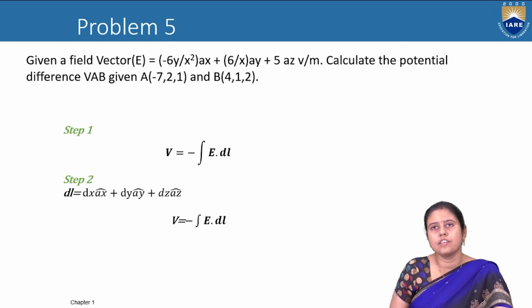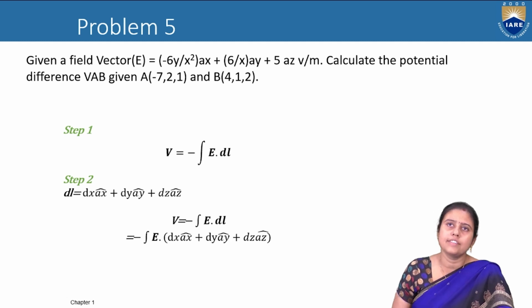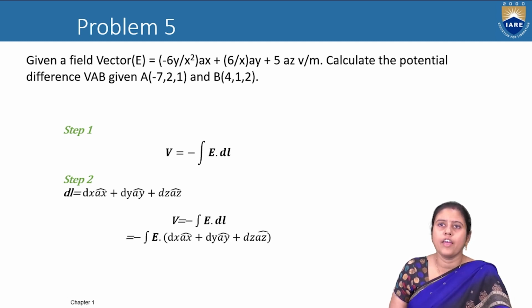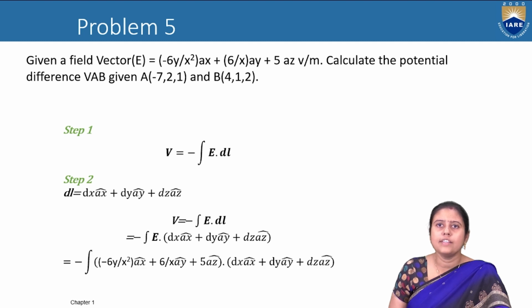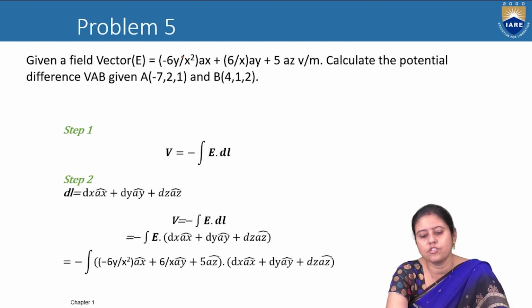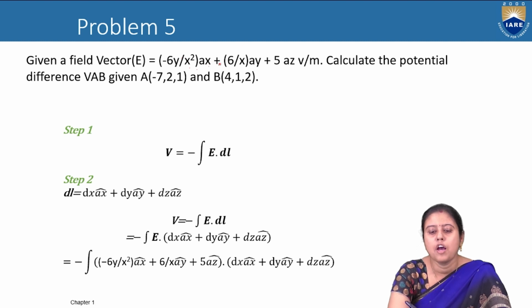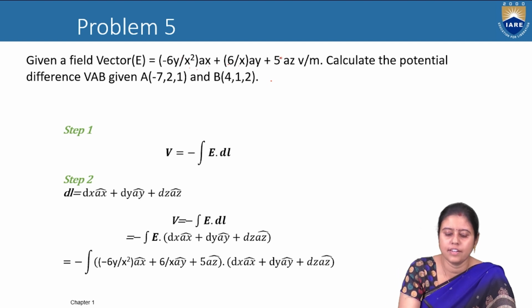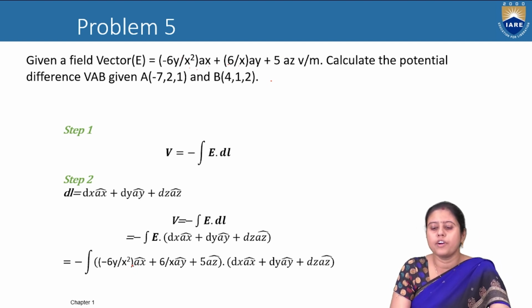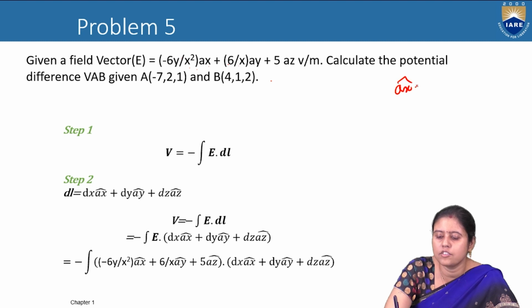So what is E? E is nothing but minus 6y by x square ax plus 6 by x ay plus 5az by z. So we are doing the dot product. We know that ax dot ax is equal to 1, ay dot ay is equal to 1, az dot az is equal to 1.